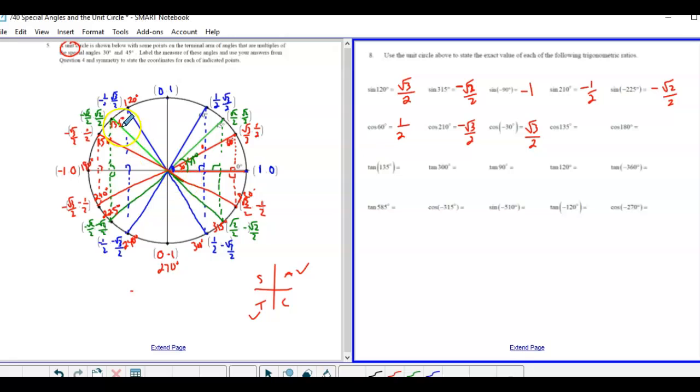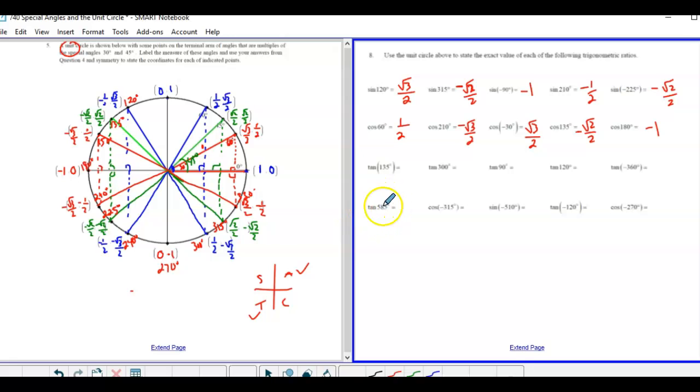Cos of 135 is the green one there. Again, cos and sine of anything that has a reference angle of 45 is root 2 over 2, but this is in the second quadrant, so it'll be negative for cos. Cos of 180, that's a straight angle all the way here. Your x value is negative 1.